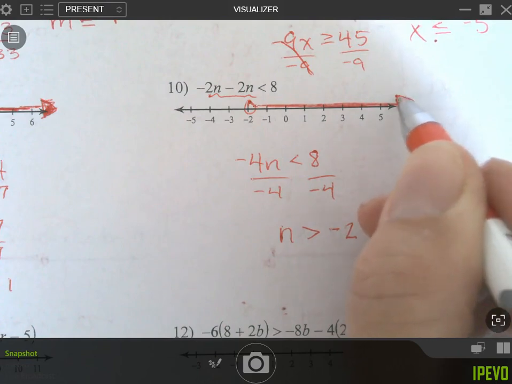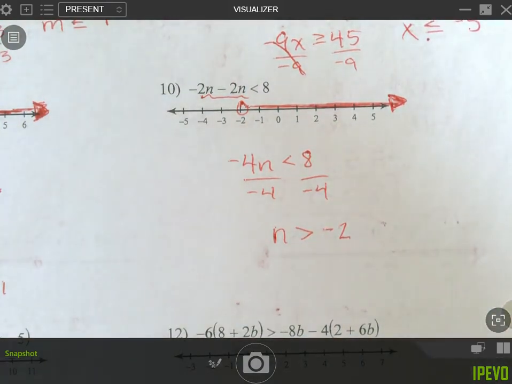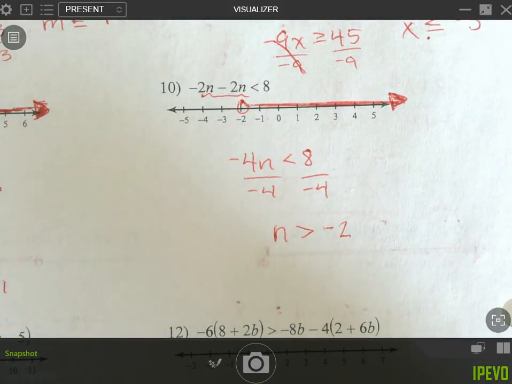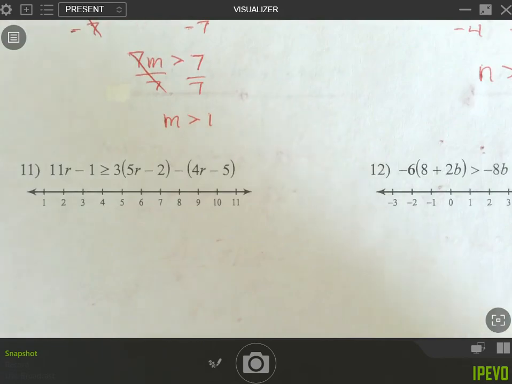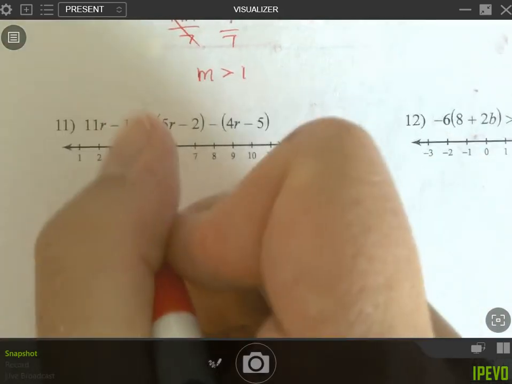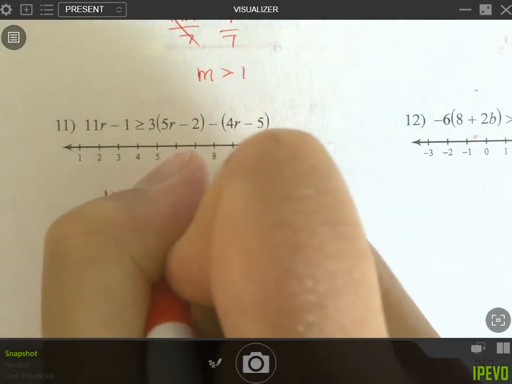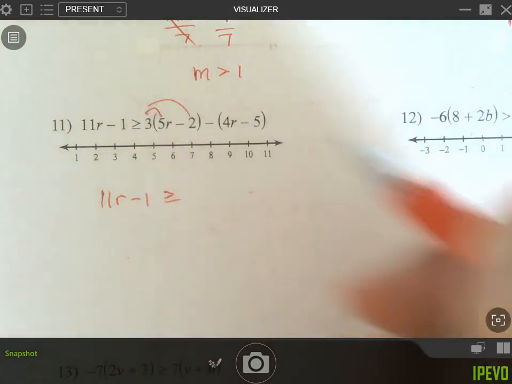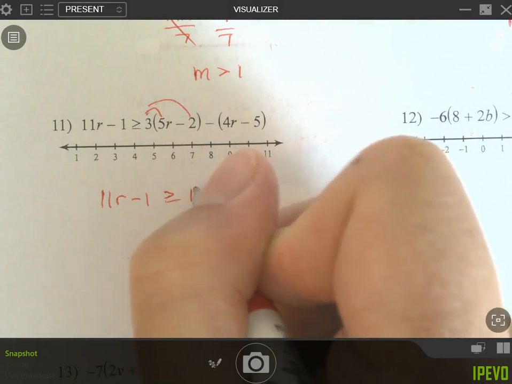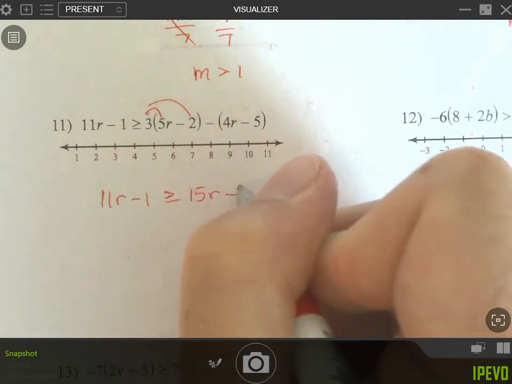Okay, then we get a little bit messy, don't we? Look at number 11 and 12. So in number 11, we have to do a good amount of cleanup. Do you agree? On the left is going to stay 11r minus 1. I'm doing this one step at a time. On the right, I'm going to distribute. So that's going to give me a 15r and a minus 6.